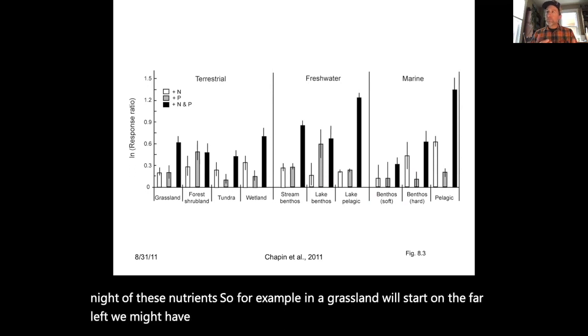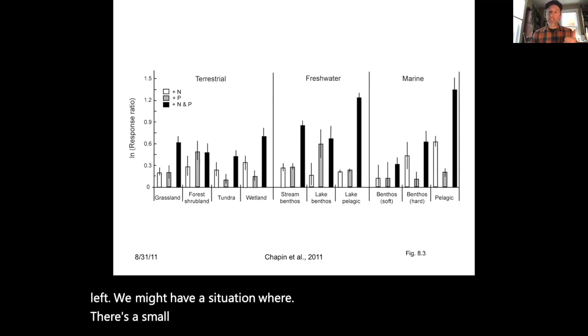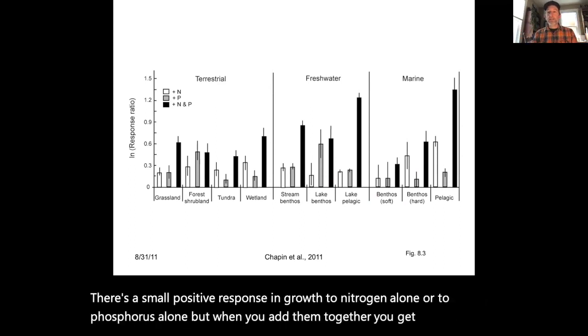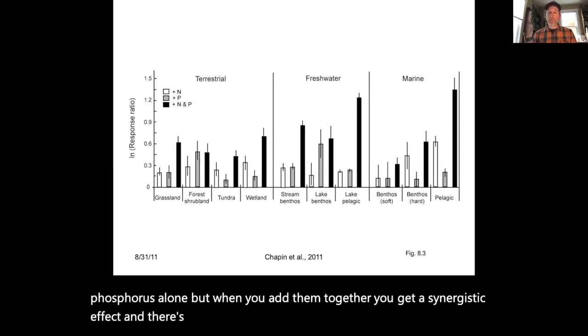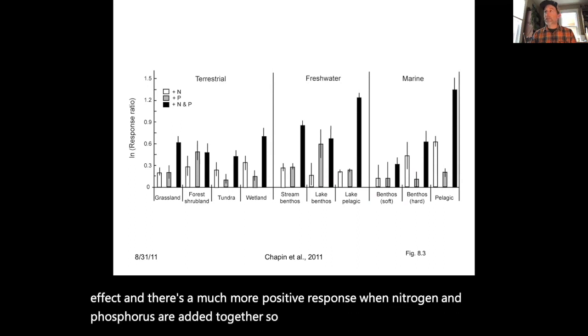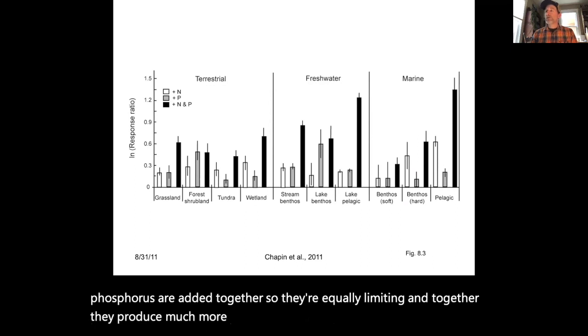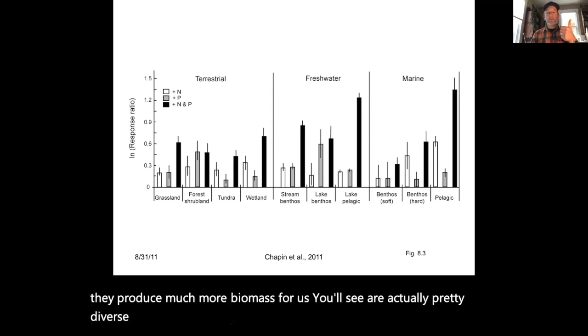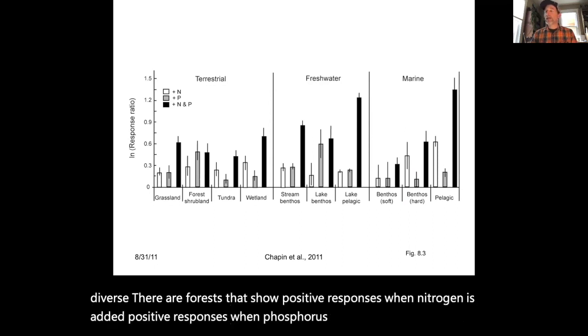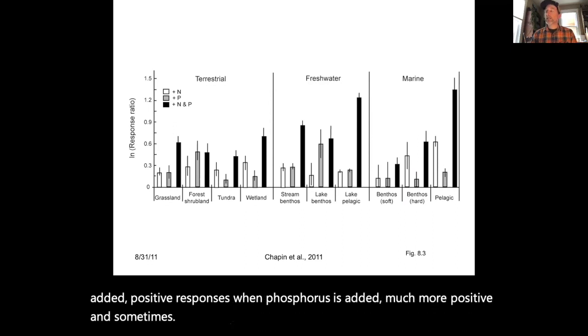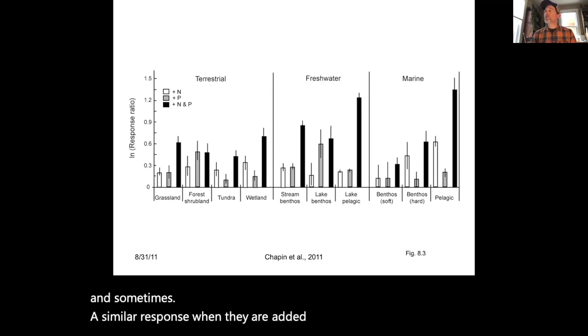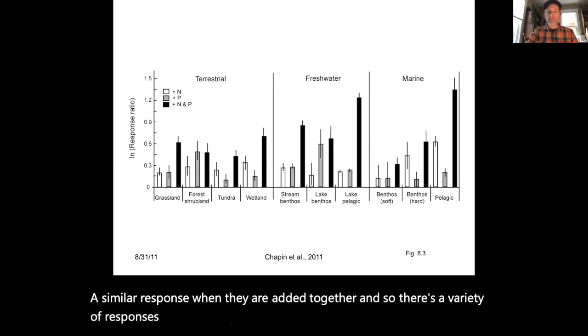So for example, in a grassland, we'll start on the far left, we might have a situation where there's a small positive response in growth to nitrogen alone or to phosphorus alone, but when you add them together, you get a synergistic effect, and there's a much more positive response when nitrogen and phosphorus are added together. So they're equally limiting, and together they produce much more biomass. Forests, you'll see, are actually pretty diverse. There are forests that show positive responses when nitrogen's added, positive responses when phosphorus is added, much more positive, and sometimes a similar response when they're added together. And so there's a variety of responses across different ecosystems.